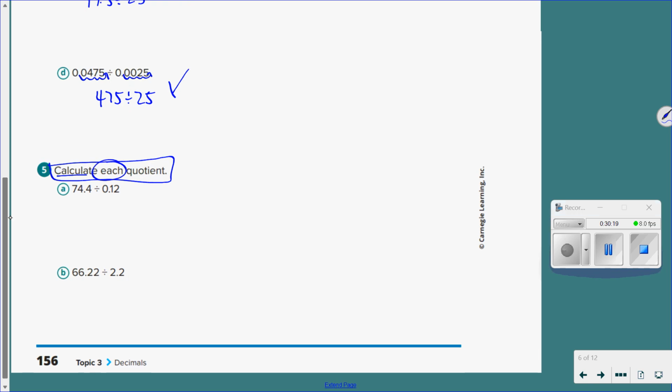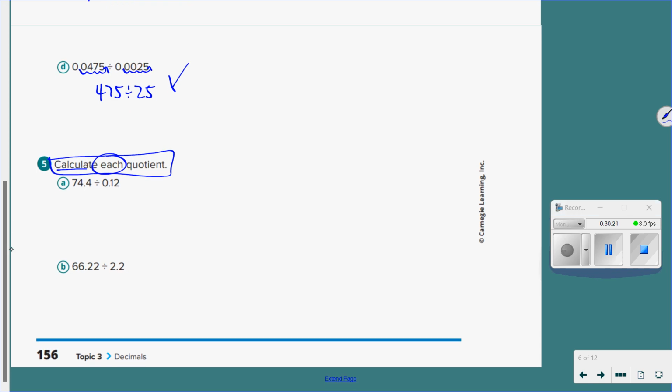Okay, your first step is to get rid of the decimal in your divisor. So here I have 2 spots, so I need to move this one too. So I'm actually dividing 7,440 by 12. Then I need to do the actual math. 7,440 divided by 12. 12 will not go into 7. Into 74 is going to go 6 times. Gives me 72. 2, bring down the 4. Goes into 24 twice.